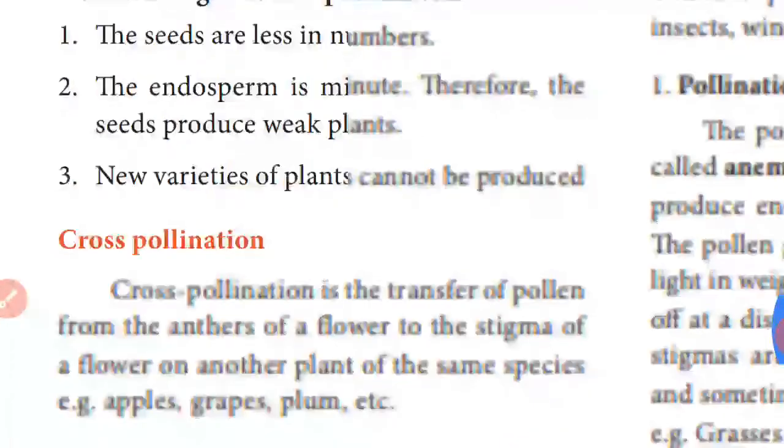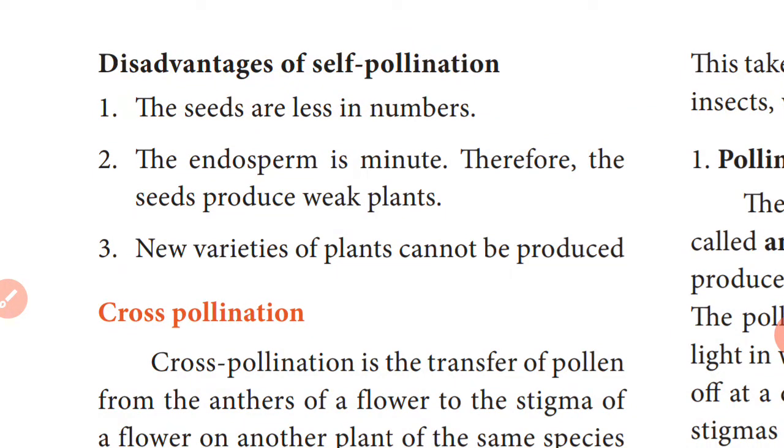Next, disadvantages of self-pollination. The seeds are less in number. As a result of self-pollination, fewer seeds are produced. The endosperm is minute. Do you know what endosperm is? Endosperm is a specialized structure that provides food to the embryo. For the growing embryo, it provides nutrition. Since the endosperm is minute, the nutrition level is very low, and as a result it produces weak plants. Next, new varieties of plants cannot be produced, because both the male gamete and the female gamete are produced from a single plant. That's why there are no new varieties.